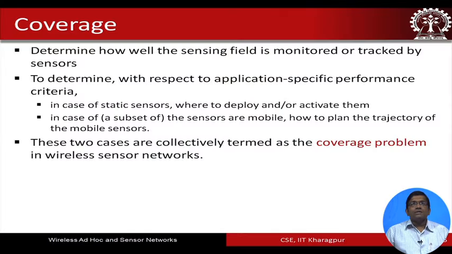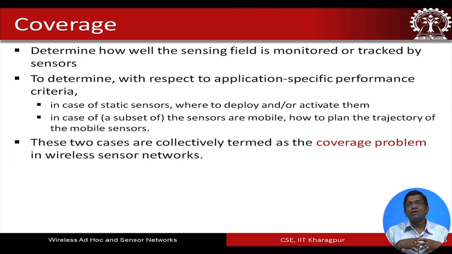The coverage problem talks about determining how well the sensing field is monitored or tracked by different sensors, and determining, with respect to application specific performance criteria, where to deploy and or activate these sensors in the case of static sensors, and in the case of mobile sensors, how to plan the trajectory of these mobile sensors. So, these are the two different application specific criteria.